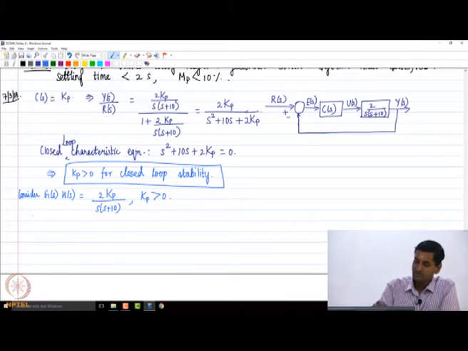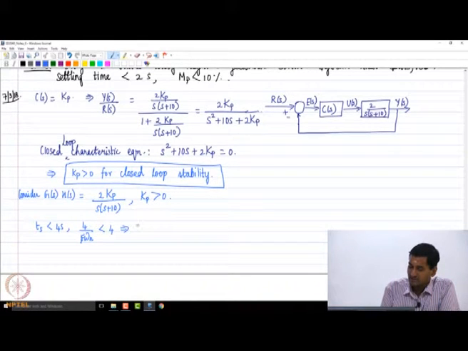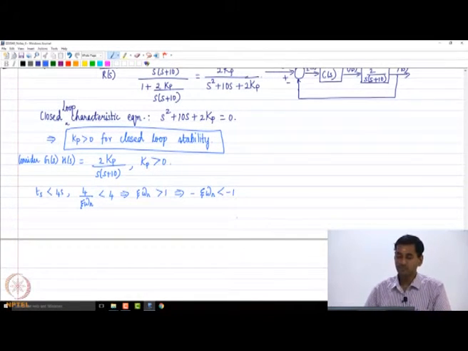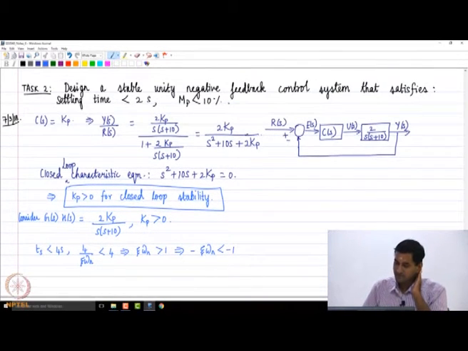So if you look at the performance requirements, the settling time being less than 4 seconds, if you compare it with that of an underdamped second order system, that means that 4 by zeta omega n should be less than 4, or zeta omega n should be greater than 1, or in a sense, we can say that I want the real part of the pole to be less than minus 1, right.